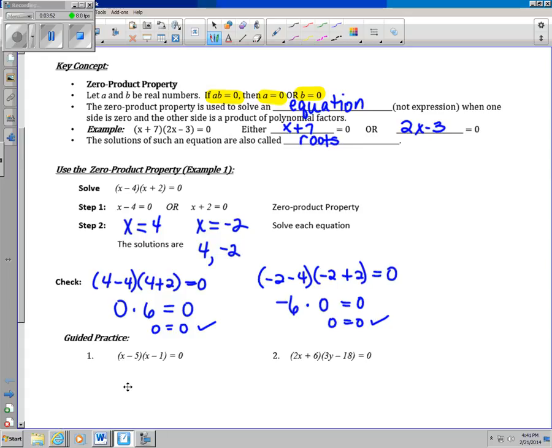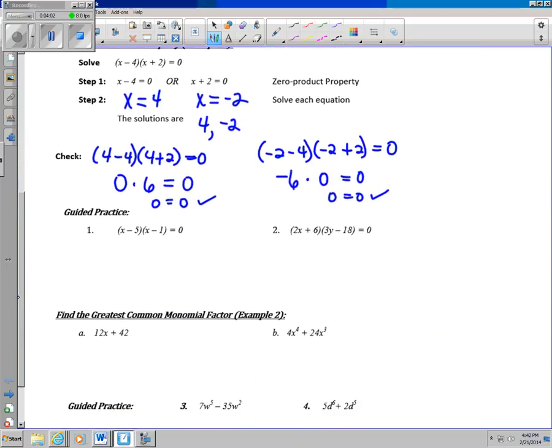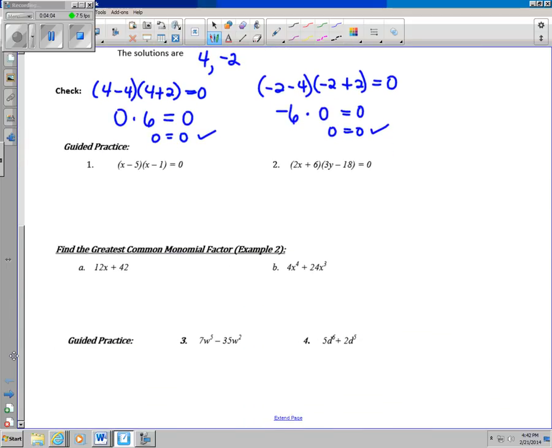Now you should pause your video and go ahead and do the guided practice that's provided on your page, number 1 and number 2. Okay, now that you've paused and done your guided practice, we will check those answers tomorrow when you come to class. Our next example is just finding a greatest common monomial factor.